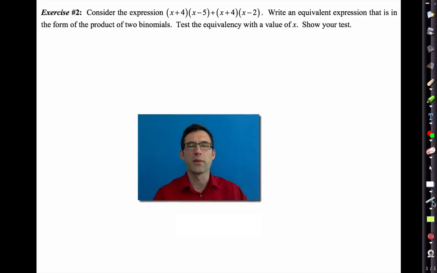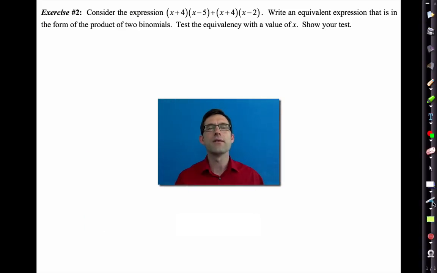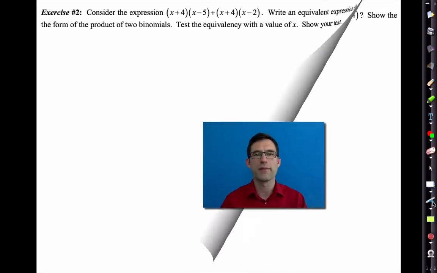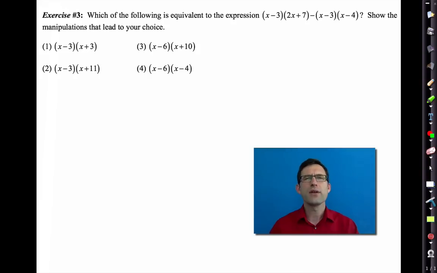All right, let's keep playing with this. This is really a form of factoring, right? Where we look at these common binomials and we factor them out, all right? We pull them out using the distributive property. So take a look at number 3.